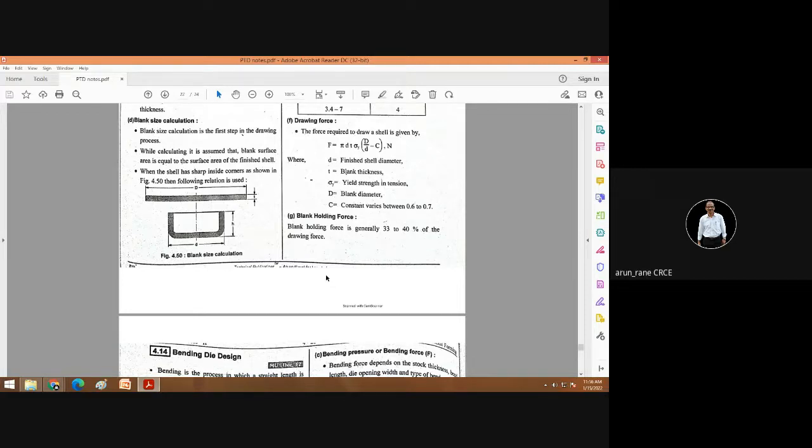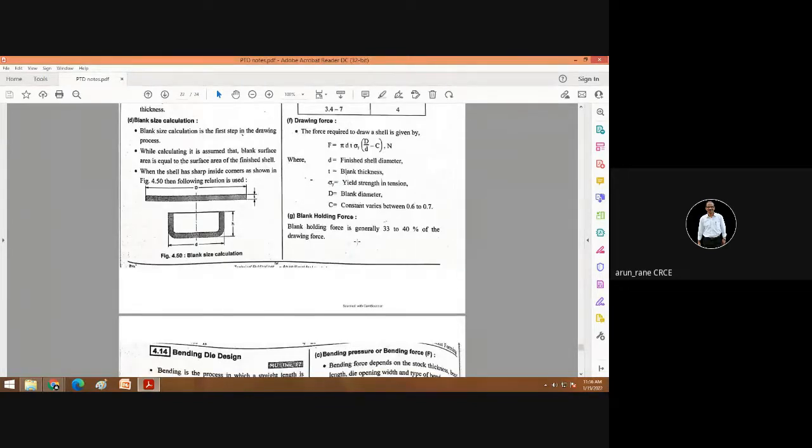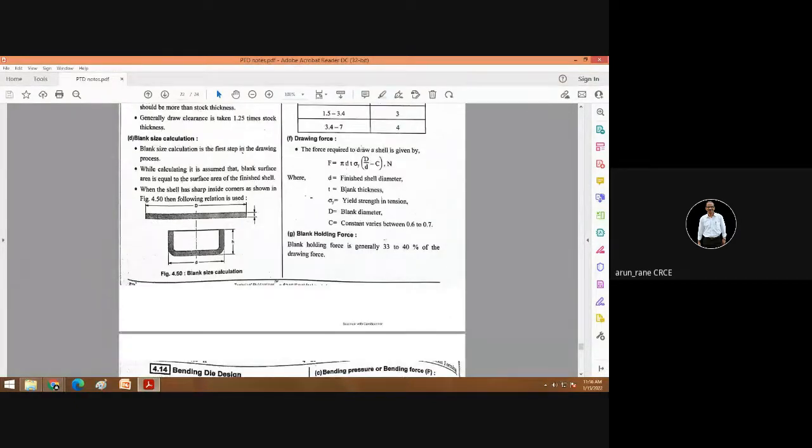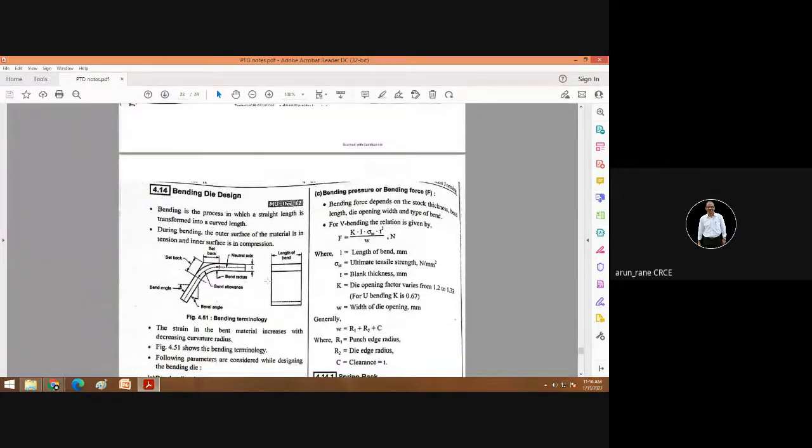Similarly, for a drawing press, you have to add the drawing force and the blank holding force. Blank holding force is generally 1/3 of the drawing force. Suppose the drawing force is 300 kg, then the blank holding force is 100. So 300 plus 100 is 400 kg. 1000 kg is 1 ton, so 400 is approximately half a ton. So you will need a hydraulic press of half ton. Okay, so that was your drawing.